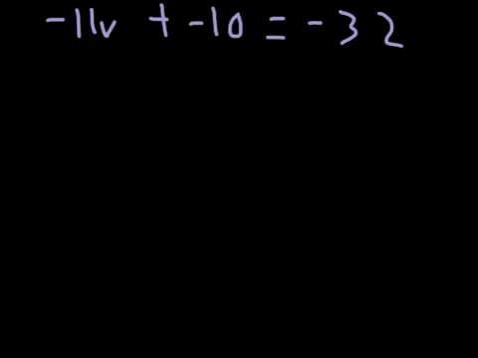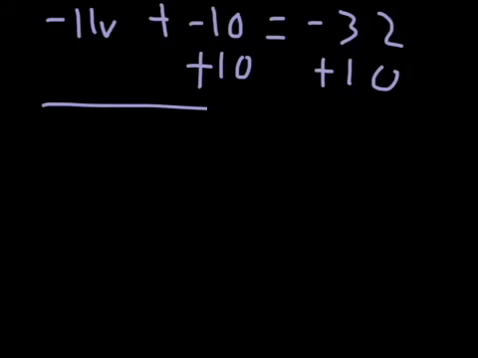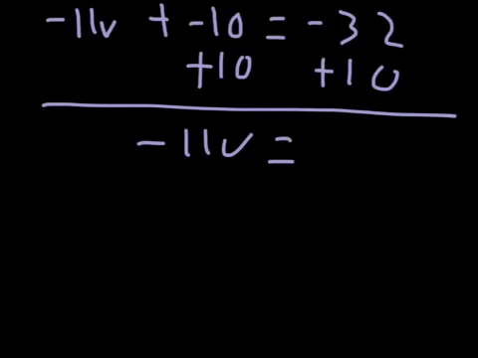So we want to move away from our variable and work right here. How do you get rid of a negative 10? You add 10 to both sides. Plus 10, plus 10. And when you do that, you're going to have negative 11v equals negative 22. Okay, because those crossed off.